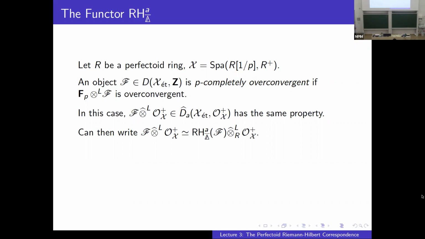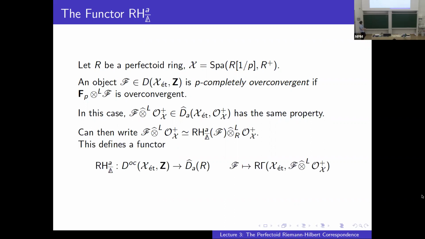And moreover, that R module is uniquely determined as an object of the almost category. So I'm going to denote that by RH prism bar of F, with an A for almost. And this construction gives you a functor from overconvergent sheaves on the perfectoid space to this almost category, which explicitly, if you want to, you can recover by taking F, tensoring it with OX plus, and taking hypercohomology again.